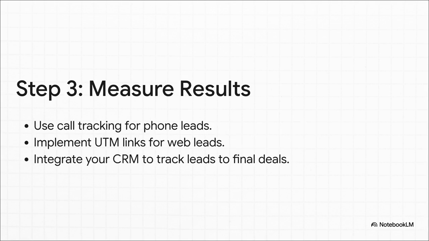And finally, step 3. This is where you officially stop guessing. You start using tools like call tracking, so you know which ad made the phone ring. You use UTM links, so you know which campaign a web form came from. And you connect it all to your CRM, so you can track a lead all the way from that first click to a closed deal. This is how you find out exactly what's working.